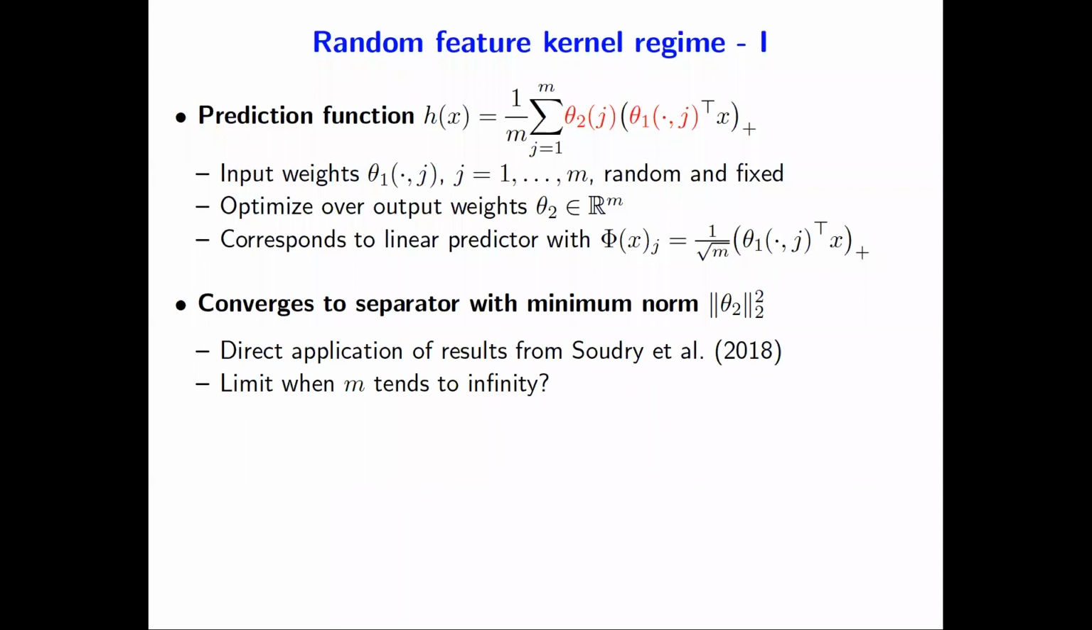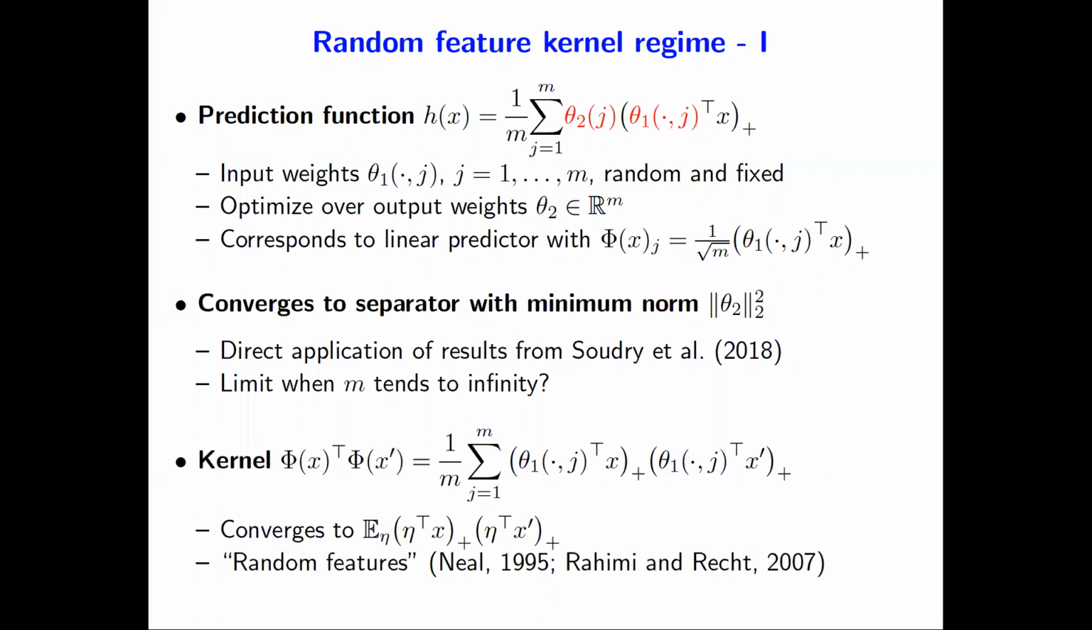So I'm back to a linear model, so things are easy, and I can apply directly the result of Soudry. And I know that I should converge to the minimum L2 norm separator. So here, only the minimum L2 norm of theta2. Theta1 is fixed, so I should converge to the minimum L2 norm of theta2. So what does it converge to? Now I have to analyze linear models when the number of features goes to infinity. And this is what kernels are made for.